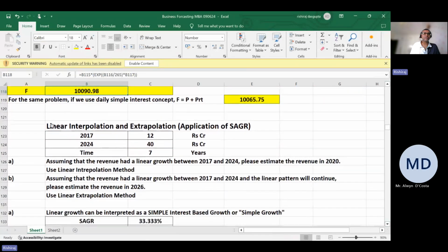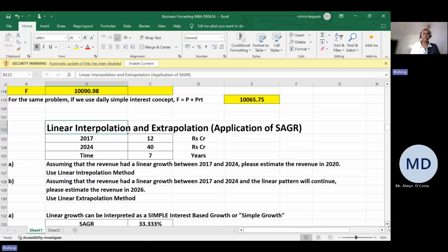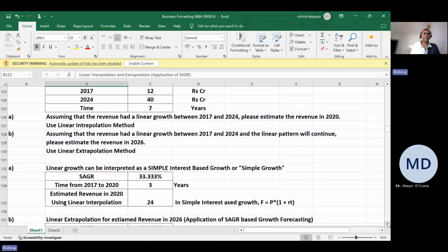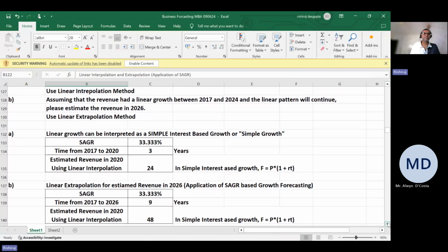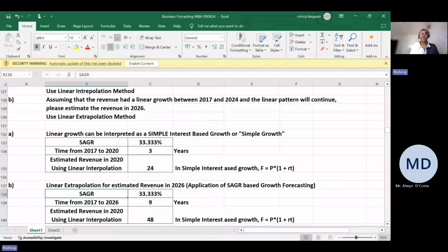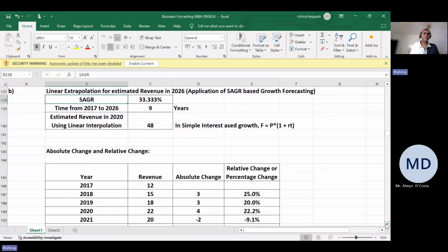Then we talked about linear interpolation and linear extrapolation. It is an application of CAGR basically. So we have two questions A and B that we have solved. In A, we have used linear interpolation to estimate 2020 revenue, and in B, we have used linear extrapolation to estimate 2026 revenue. And then we have learned about application of SAGR, and then we talked about absolute change and relative change.